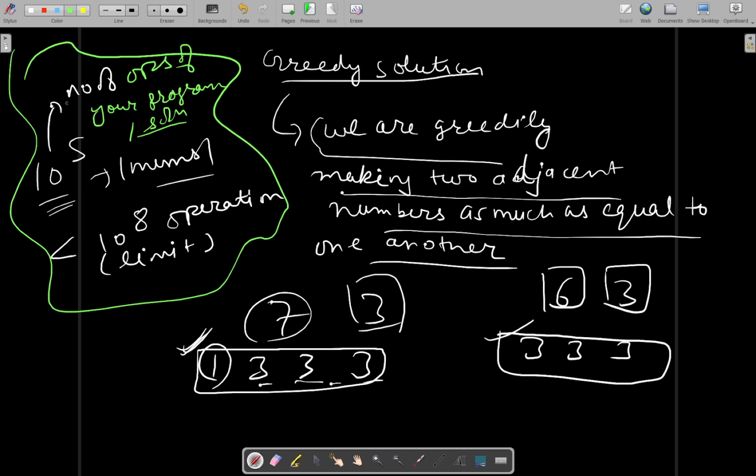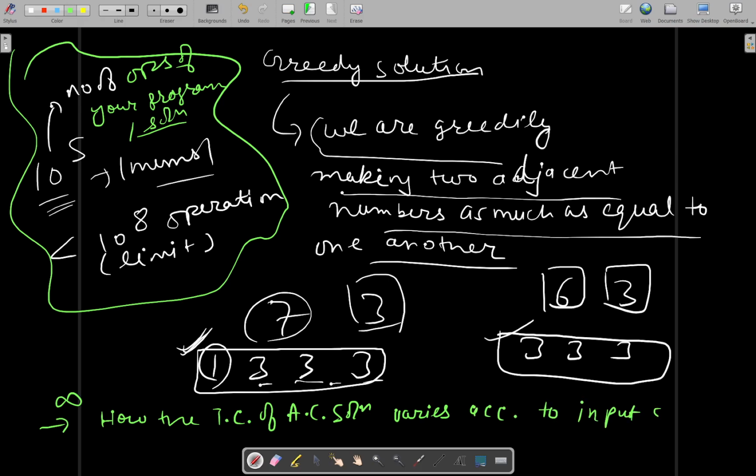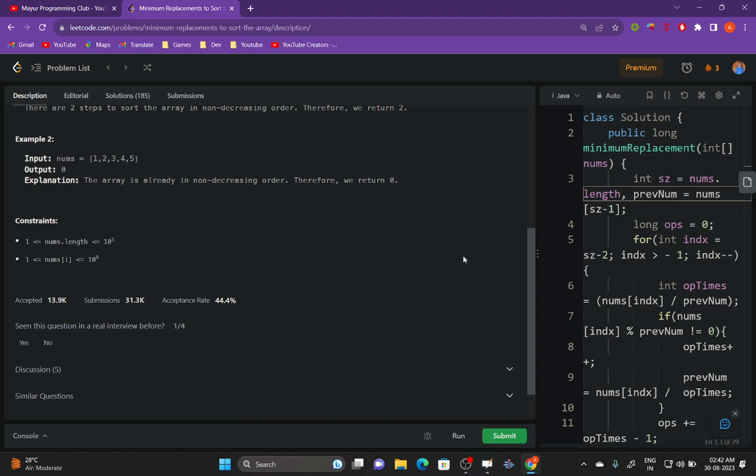So those of you who are not familiar with this concept, I will be providing a link of an article describing how the time complexity of an accepted solution varies according to input size. So you can explore this article, and then you will be able to understand why we are taking this as the limit. So let's quickly move to the implementation part of the problem.